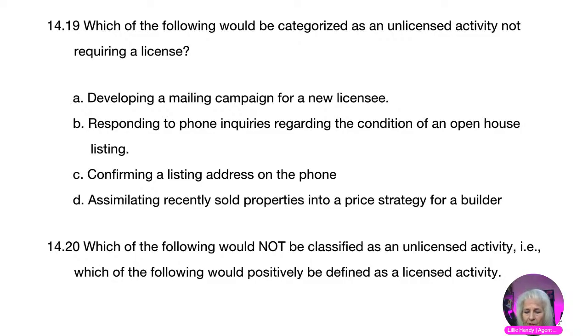So the answer here for number 19 is C, confirming a listing address on the phone. They're not giving any information on the property, just confirming an address when somebody calls in. So developing a mailing campaign, well, they need to have real estate knowledge. The condition of an open house listing, they're sharing details about a property that requires a real estate activity license. Assimilating recently sold properties into a pricing strategy for a builder requires a real estate license. They're dealing with properties that are being shared to the public, to a builder, to strategize. Their pricing strategy is what works for them.